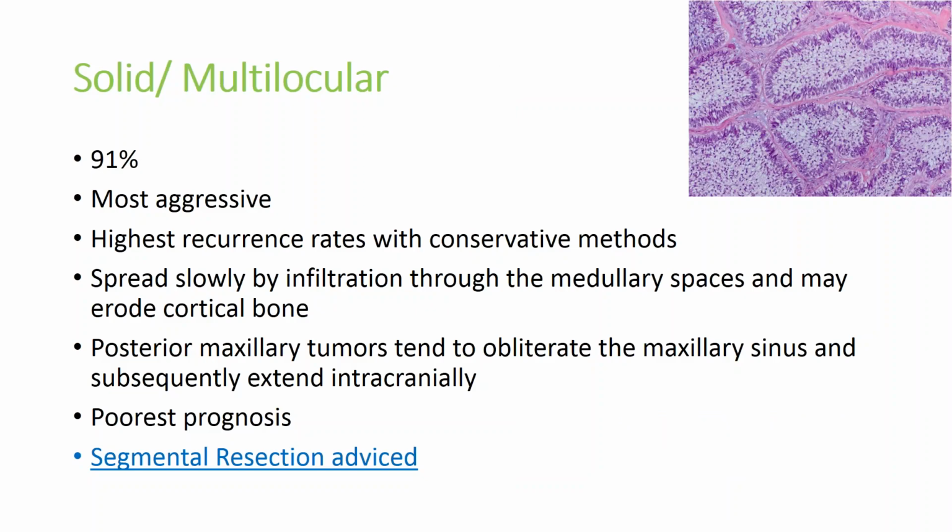This is more aggressive, with more recurrence with conservative measures. Posterior tumours need to be looked at carefully and planned because they can obliterate the sinus and then subsequently breach the posterior wall of the maxilla and go anywhere in that direction. They've got the poorest prognosis. For these, if you can cut it out, cut it out.